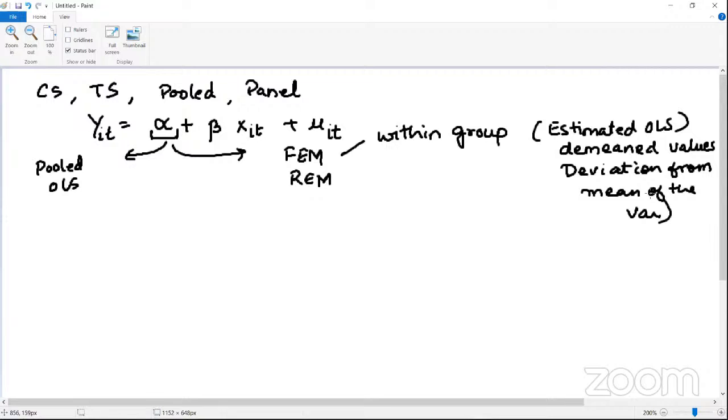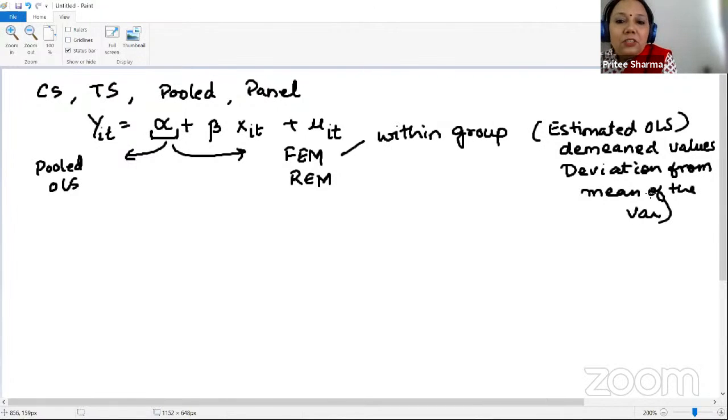Right? Yes, ma'am. Whereas in case of alpha, we don't have the subscript t. So that means it is not varying with time. Yes, ma'am. So alpha minus alpha will be equal to 0. I mean alpha i minus alpha i. Okay, okay, ma'am. Thank you.